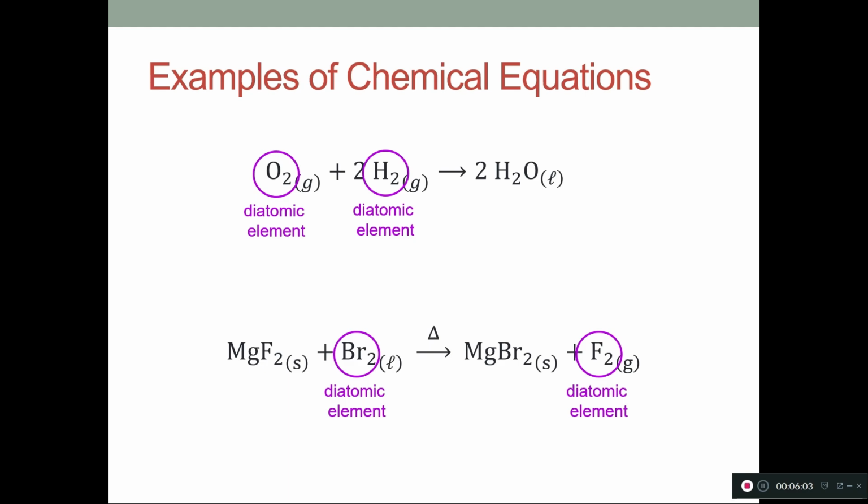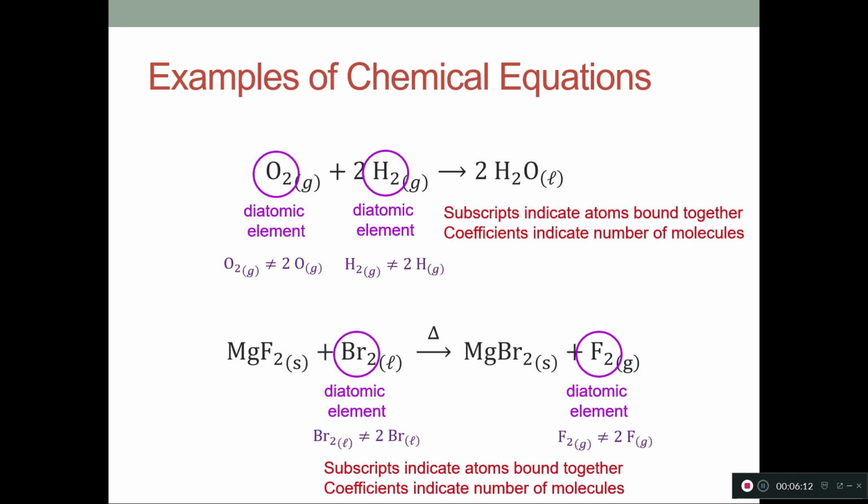And you always want to use that subscript, because having the subscript is not the same as having a number in front. That's because the subscripts indicate that the atoms are bound together, whereas the coefficients indicate the number of molecules that are present. So for instance, in this top one here, we have one O2, so that means there are 2 oxygen atoms bound together. Over here, we have 2 H2s, so that means there are 2 hydrogens bound together, and then we have 2 of those molecules. So we have 2 sets of hydrogens bound together. And so we don't want to mix up the subscripts and the coefficients.